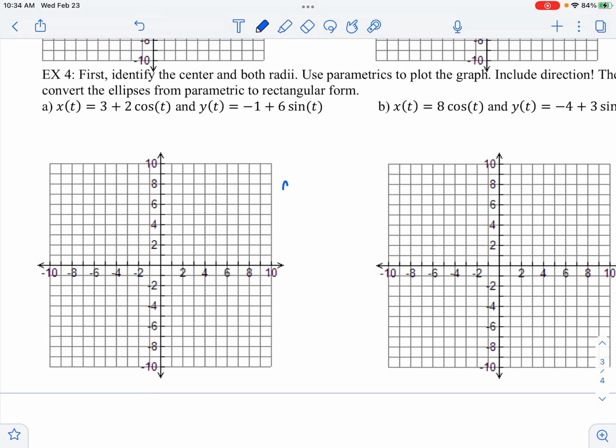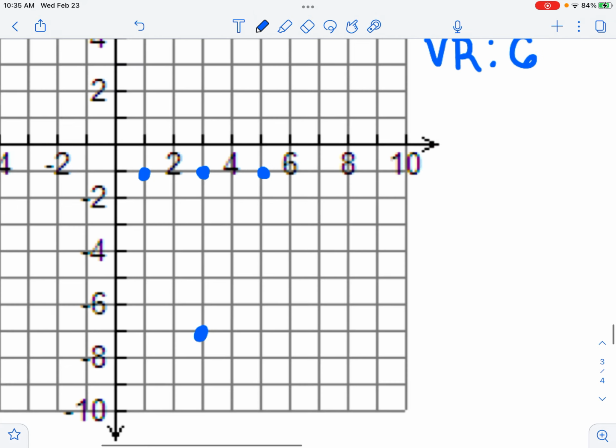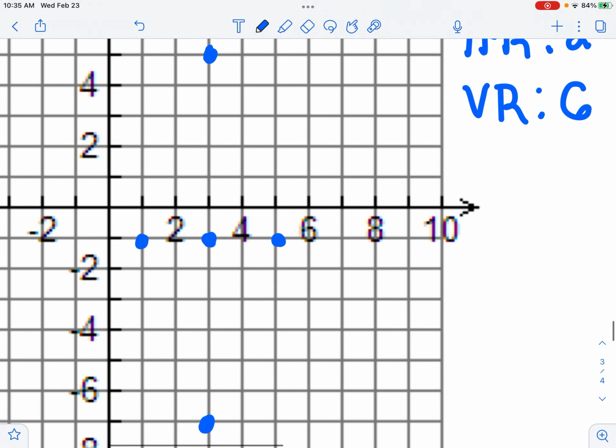So I'm going to start off by getting my center, my horizontal radius, and my vertical radius. All right, so my center is 3, -1. My horizontal radius is 2. My vertical radius is 6. I'm going to graph it now. 3, -1. Horizontal radius is 2, so I'm going to go right 2, left 2. And then vertical radius is 6, so up 6 and down 6. I'm going to go ahead and make my ellipse and show my direction of counterclockwise.